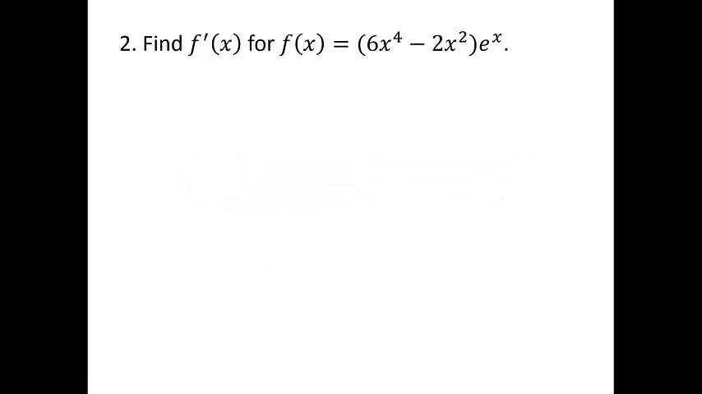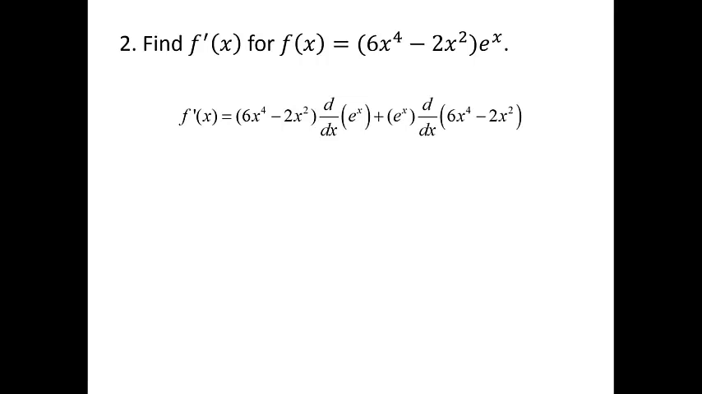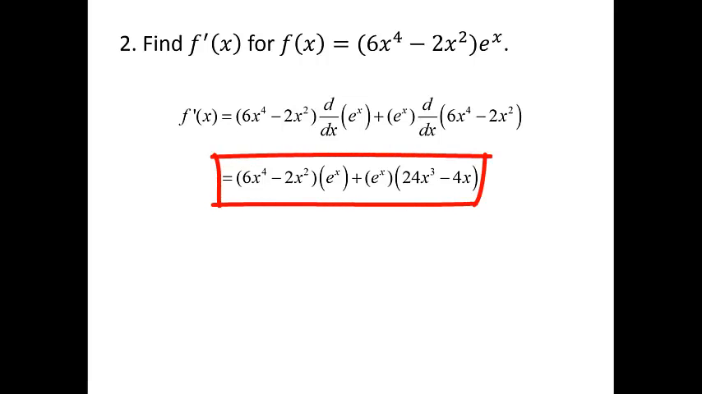We want the derivative of 6x to the fourth minus 2x squared times e to the x. According to the product rule, we have the first times the derivative of the second plus the second times the derivative of the first. So that's the first, 6x to the fourth minus 2x squared, times the derivative of the second, e to the x, plus the second, e to the x, times the derivative of the first, 24x cubed minus 4x. You can stop right here if you like, but if you wanted to simplify, you'd factor out a 2x e to the x from each term and get this as your final answer.